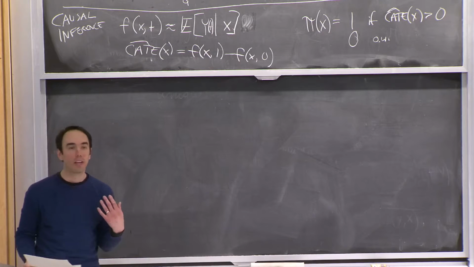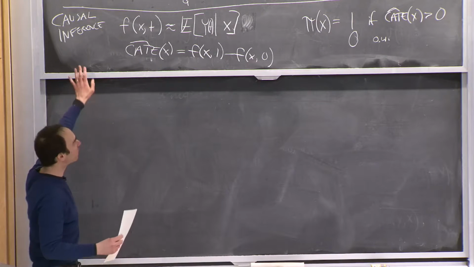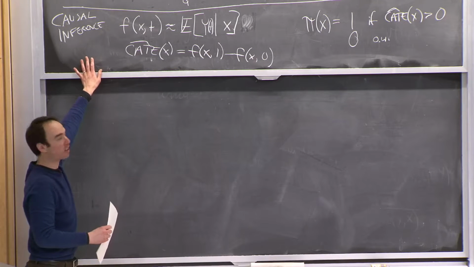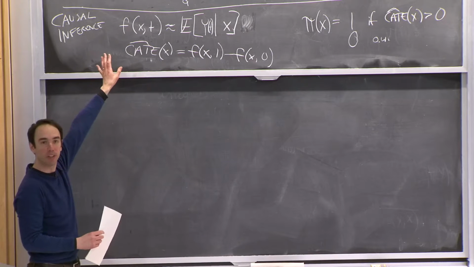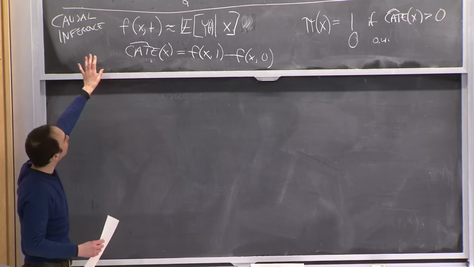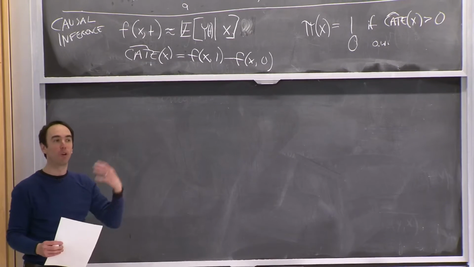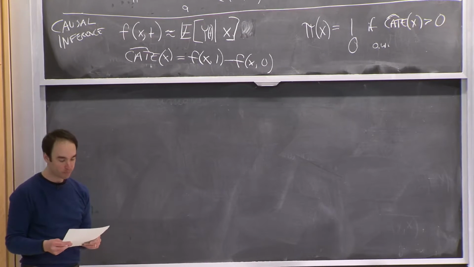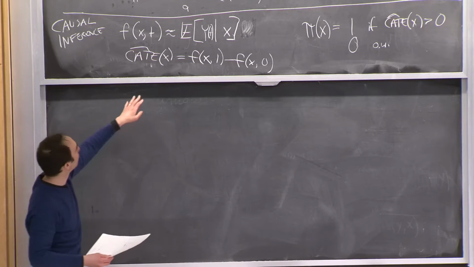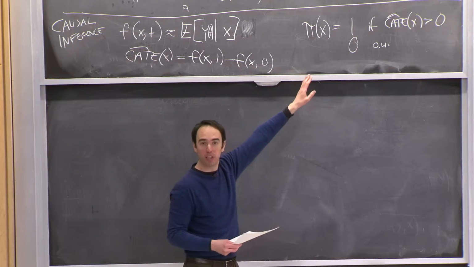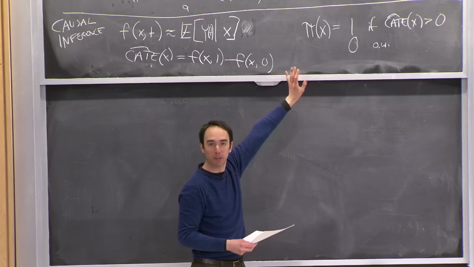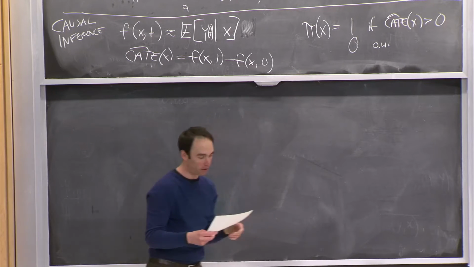OK, so if we have a policy, now we're going to start thinking about policies in the context of causal inference, just like we were doing in reinforcement learning. And I want us to think through what would the analogous value of the policy be? How good is that policy? It could be another policy, but right now I'm going to focus on this policy that I show up here.